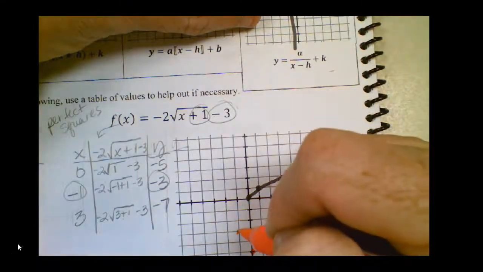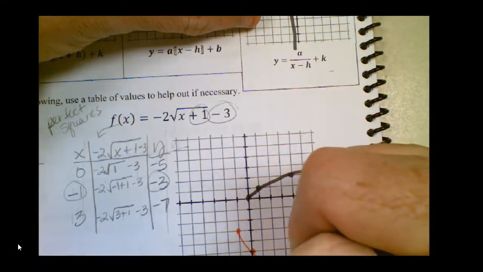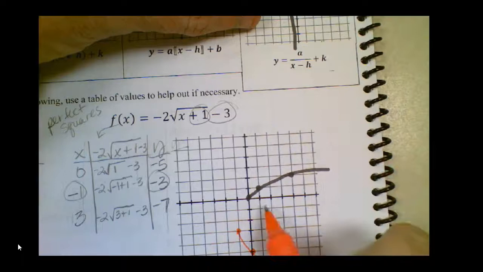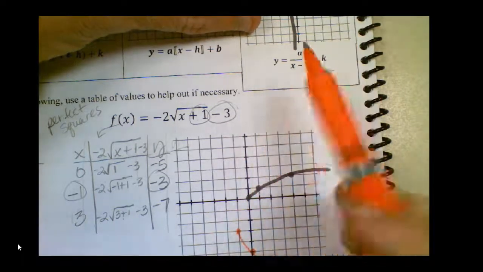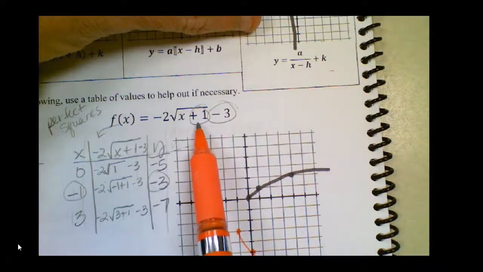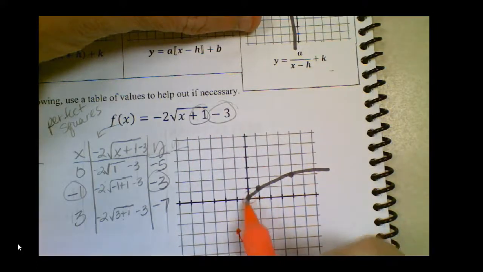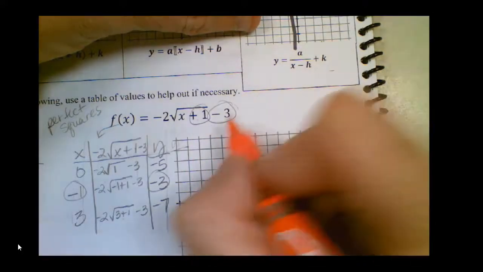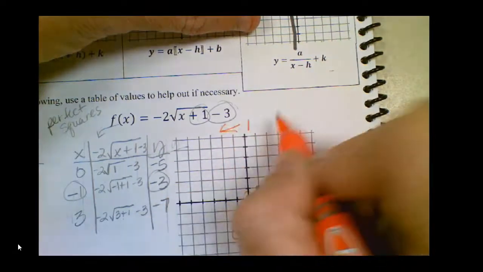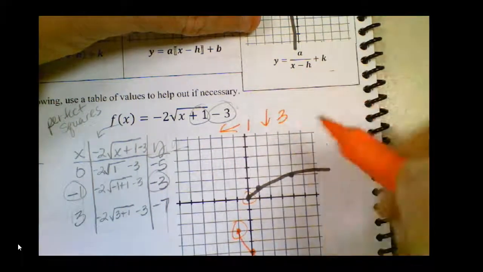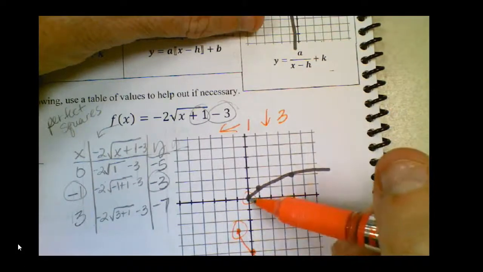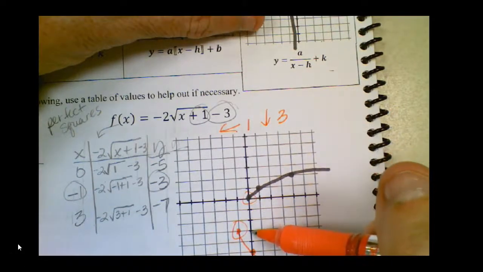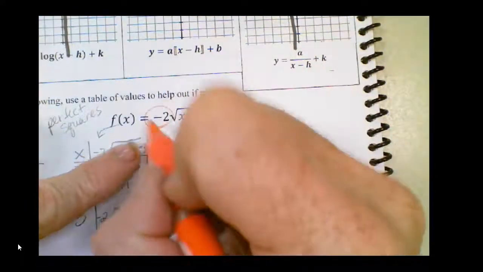So look what that is doing now. It reflected it and it shifted everything to the left 1. My original point was here, my new point is here. So it shifted it to the left 1, down 3. If I look at my different points that were reflected, that one got shifted down 1, 2, 3, and that negative 2 caused a reflection.